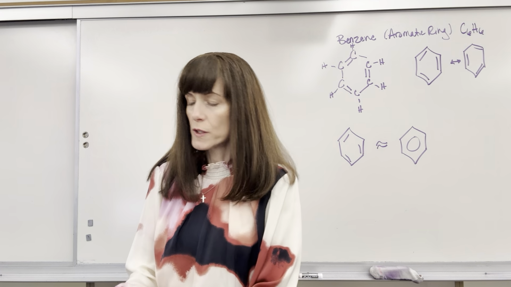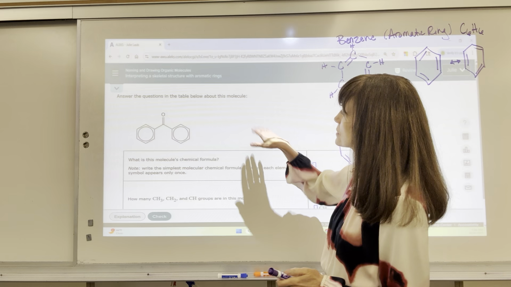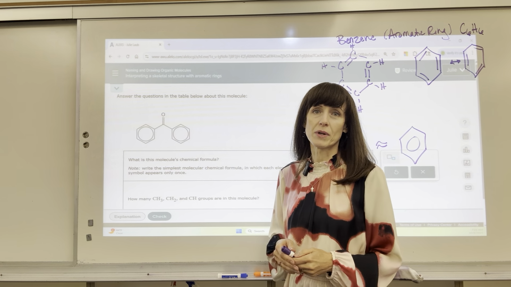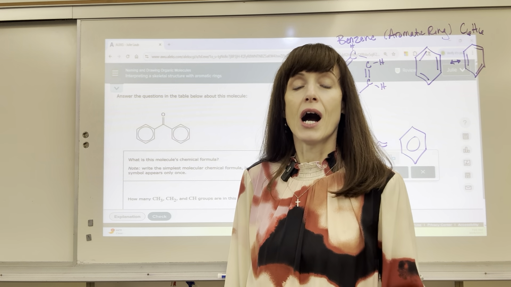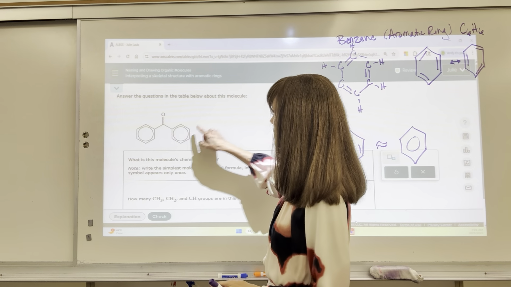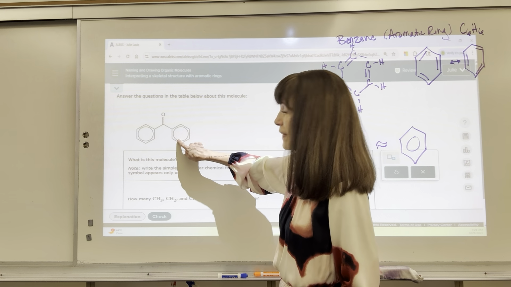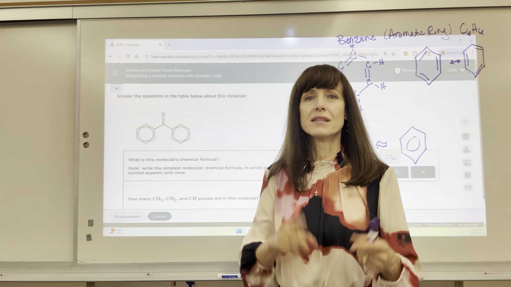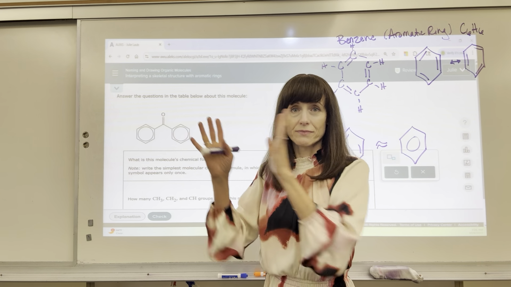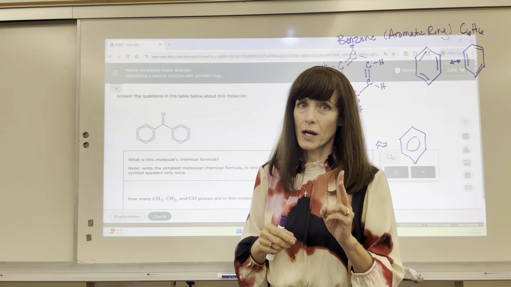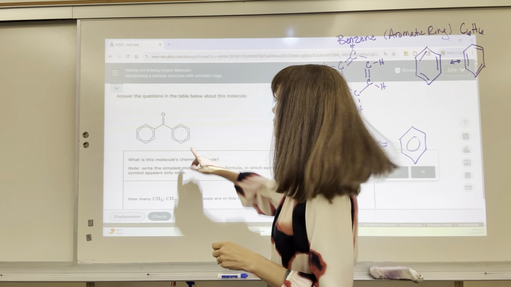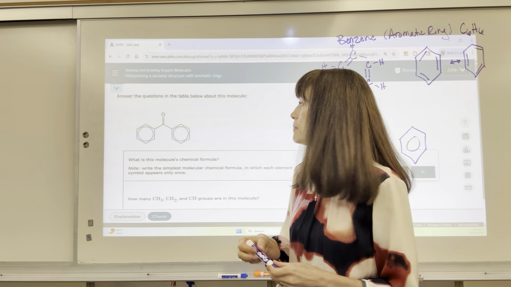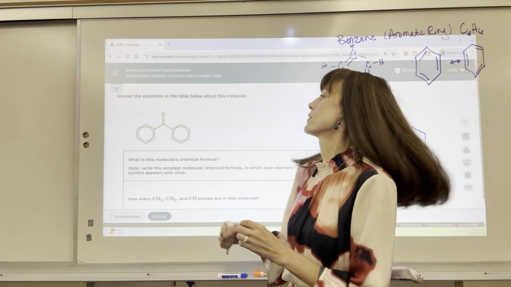So let me show you this ALEKS topic. It says, answer the questions in the table below about this molecule. What is the molecule's chemical formula? Here's what I recommend you do. I would rewrite all of these problems where you write the benzene ring, the aromatic compound, with the circle. I would rewrite it so that you can see the double bond and single bond. That's one option. Or second option, you will know that every carbon has a hydrogen attached to it. Let me do this both ways. Okay, we're going to figure this out both ways.